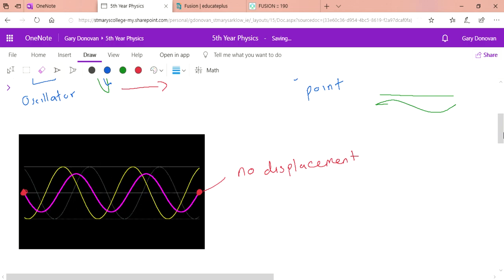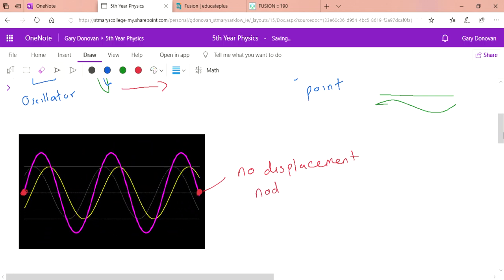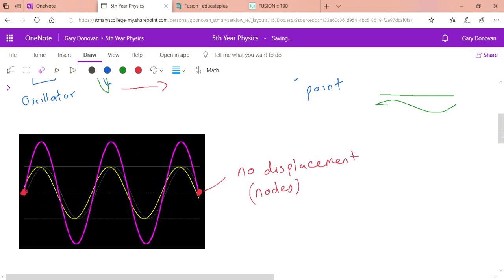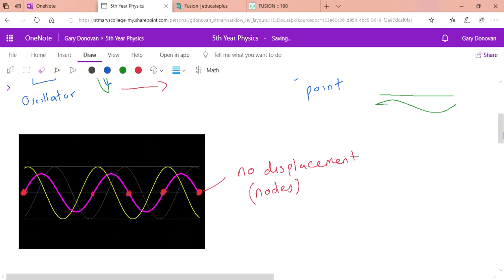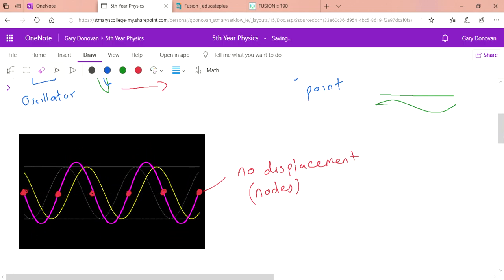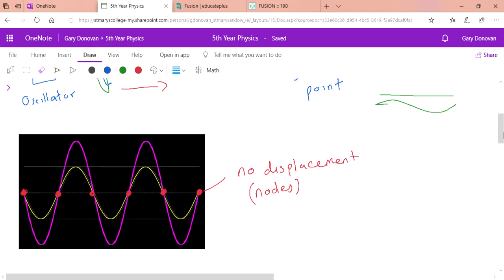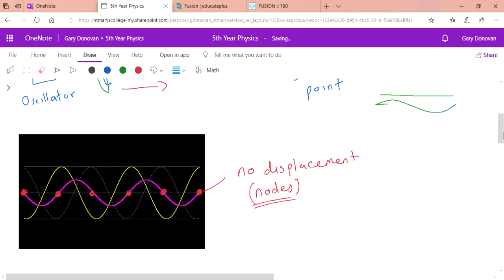And notice that it never goes higher or lower here. Those points of no displacement are called nodes. But in this case, they're not just at either end. There's more nodes. This is a node, this is a node, this is a node, this is a node. Because always at this point, when the two waves meet, they perfectly cancel each other out. So we have no displacement, or nodes.